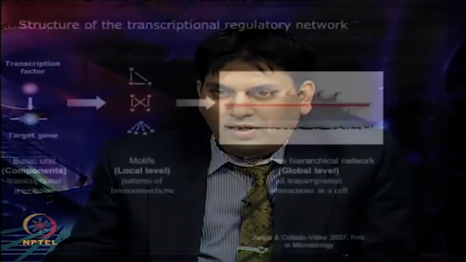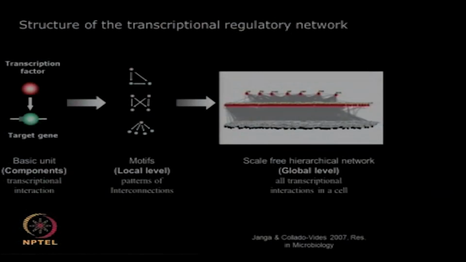Now, in between the top and the bottom layer, in between the leftmost figure of the basic unit and the rightmost figure, there are a set of substructures or subgraphs within the regulatory network which we call motifs. Motifs are the set of subgraphs which occur more often than expected by chance. And there are three kinds of regulatory motifs that are identified in regulatory networks.